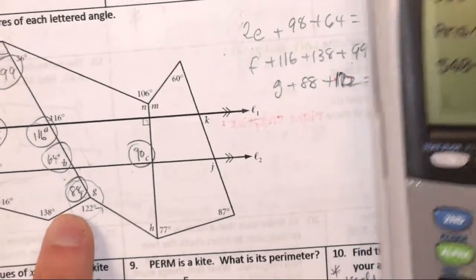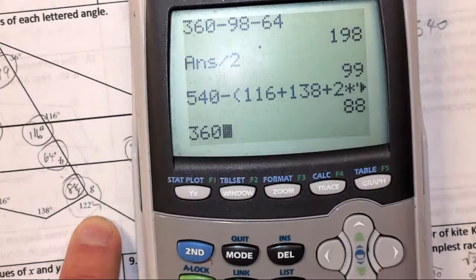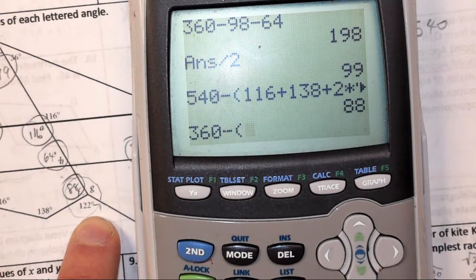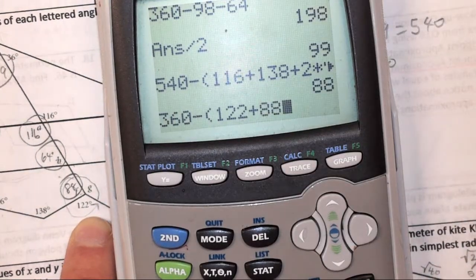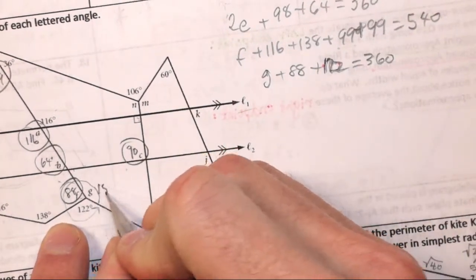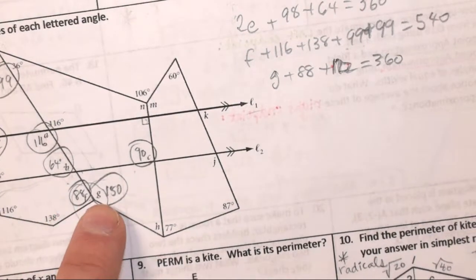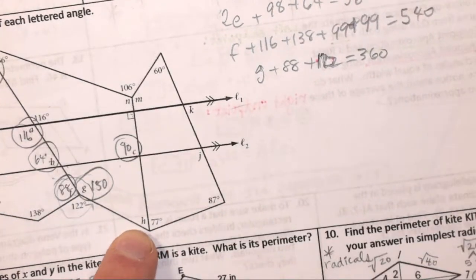Okay. So we got 360 this time minus, let's see if I type this in correctly this time, 122 plus, what was the other one? 88. Equals 150. Thomas, does that sound right? Okay, so next is H.